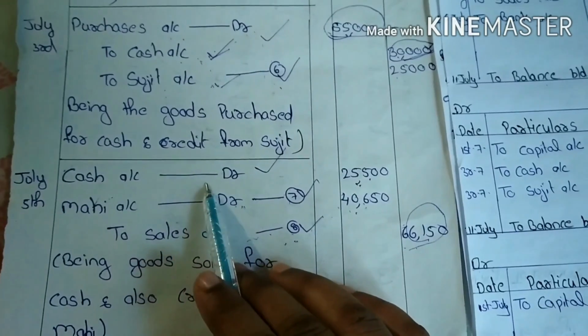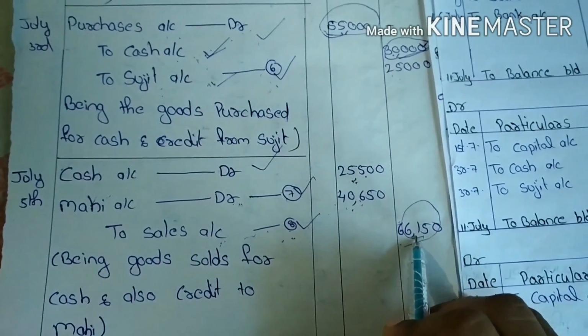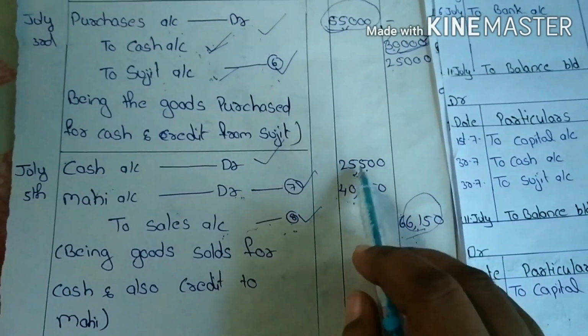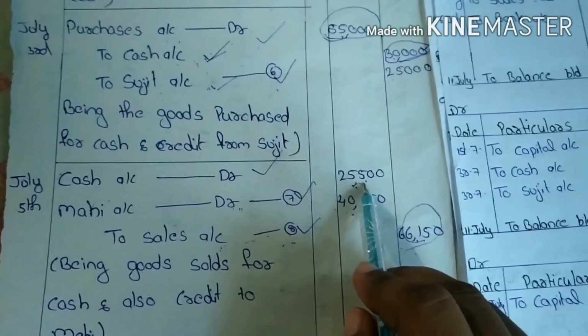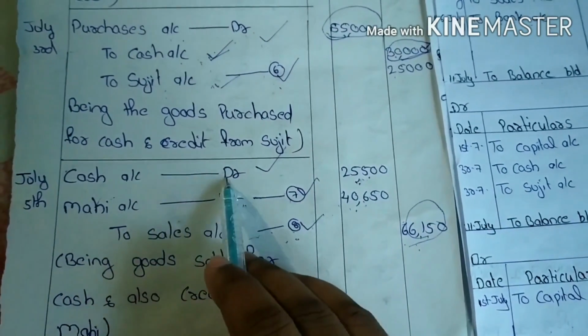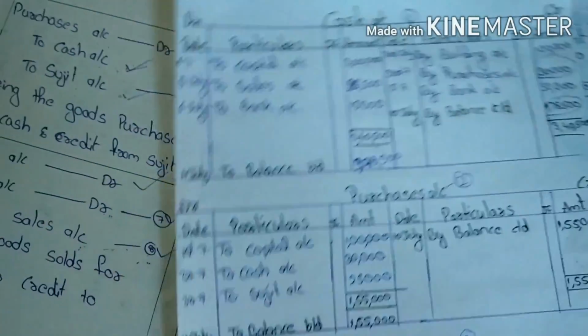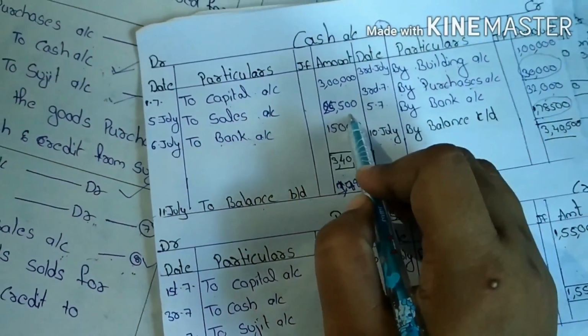So here there is a cash account. But total sales 66,150. In this only 25,500 belong to cash. So only cash transaction should be posted on cash account, right? So cash account should be on debit side. So on debit side, you have to mention 5th July to sales 25,500.